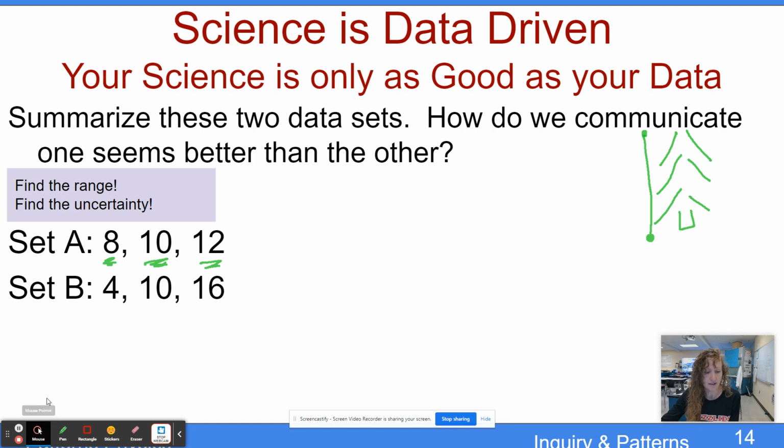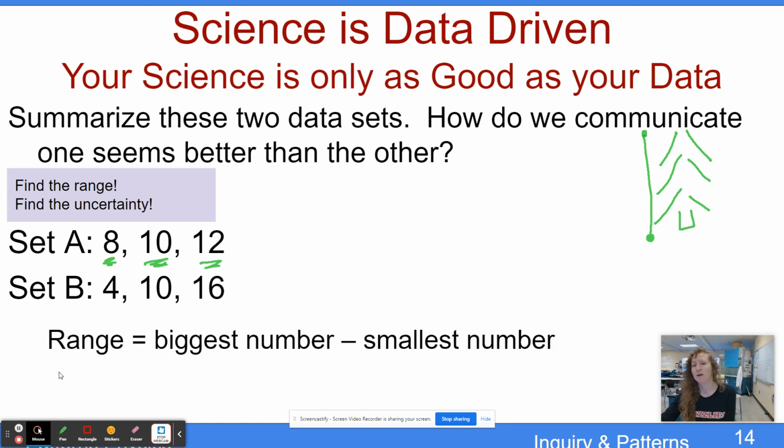So this is how we communicate our error. We're going to first calculate the range. To calculate the range, you're going to take the biggest number and subtract the smallest number from it. In this case, our biggest number is 12. Our smallest number is 8. We're going to subtract those, and we get 4.